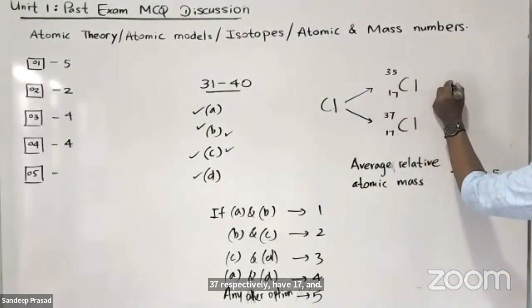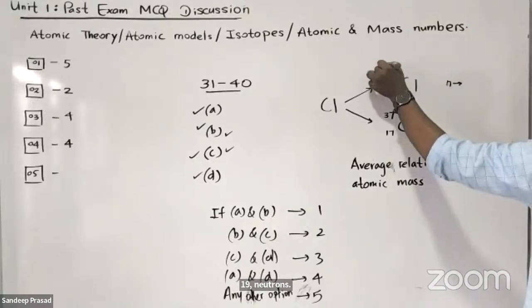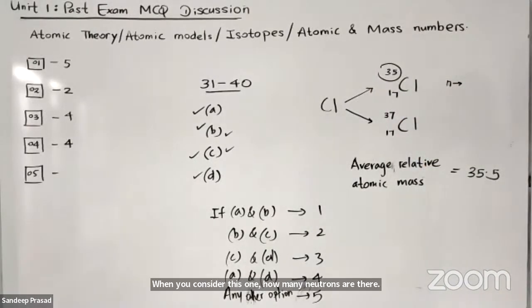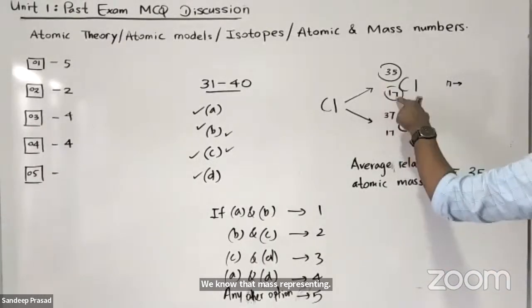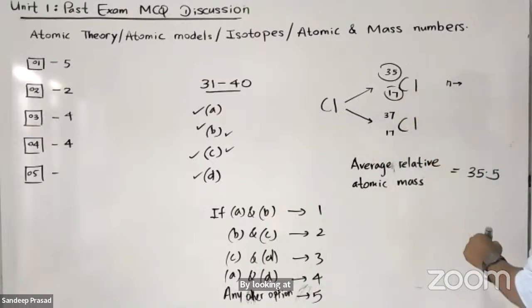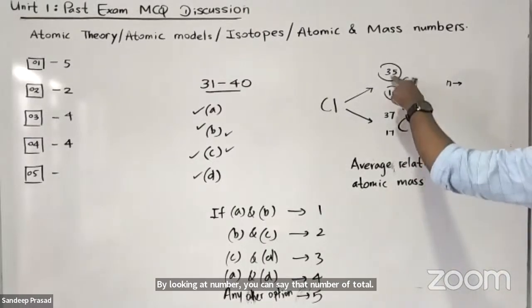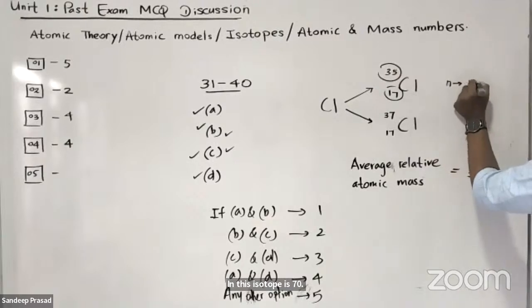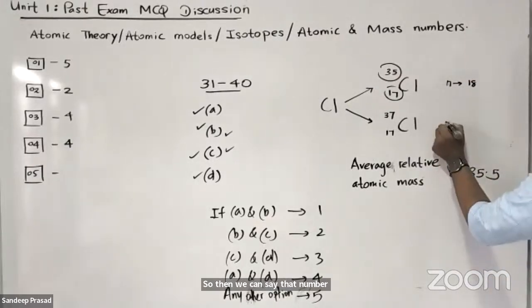When you consider this one, how many neutrons are there? We know that mass number represents the number of protons plus neutrons. By looking at the atomic number, you can say that the number of protons in this isotope is 17. So the number of neutrons here is 18. Now look at this one.